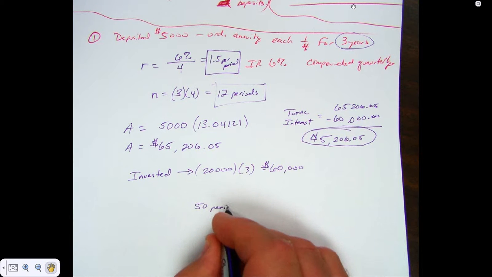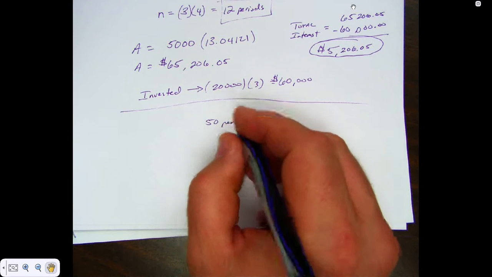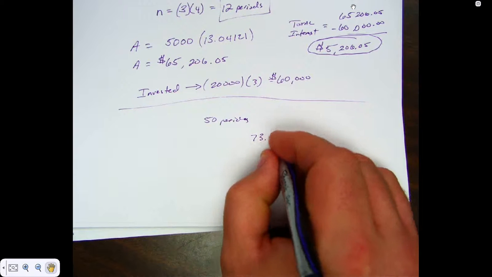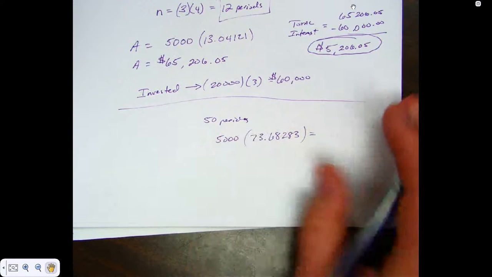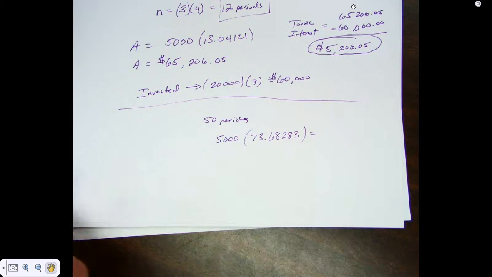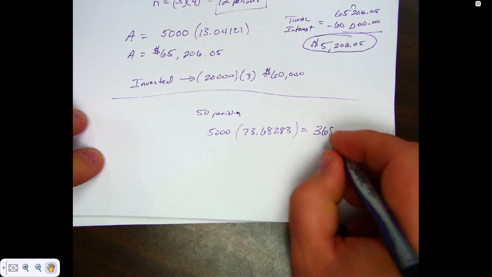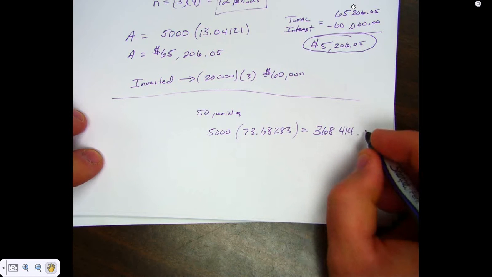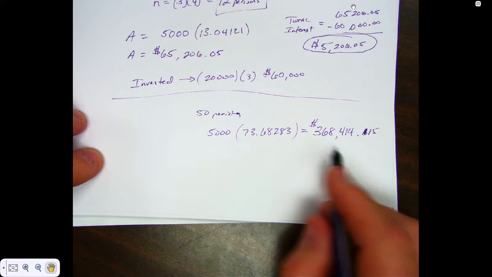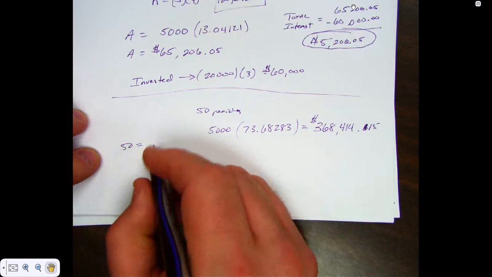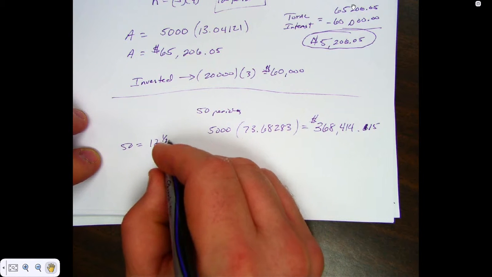Let's go 50 periods, just out of curiosity. If we did 50 periods, that's the most that the table goes to. Our number is 73.68283. Multiply that times 5,000. What do you get? $368,414.15. That's how much he has over 50 periods, which divided by 4 would be 12 and a half years. Yeah, that's over 12 and a half years.